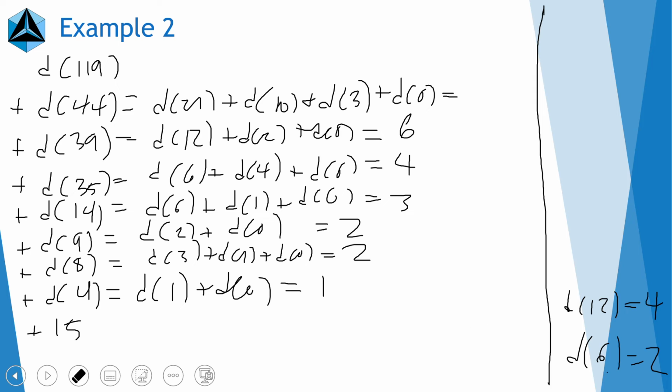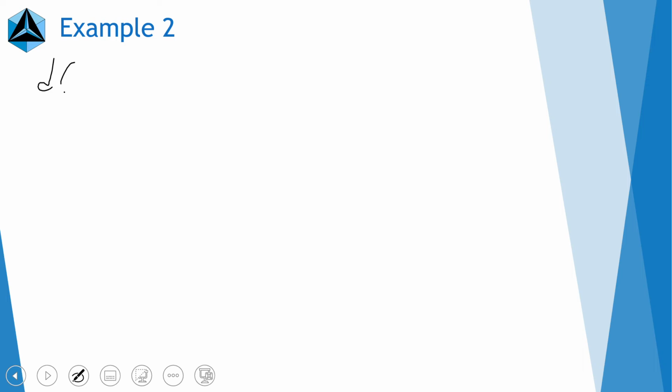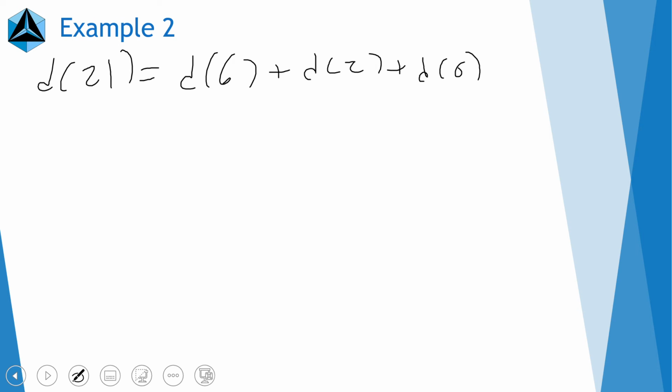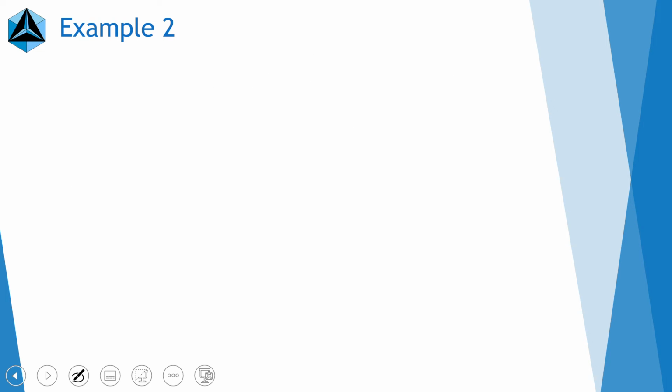But we're going to go on to the next slide for the sake of space to find D of 21 and D of 10. D of 21 equals D of 6 plus D of 2 plus D of 0. Again, we found D of 6. This is 2. Our pre-computations are shining. So D of 21 is equal to 4.